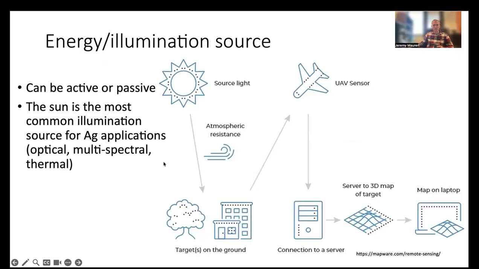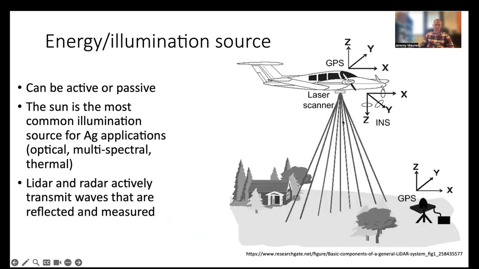Agricultural applications, for example, would use optical or multispectral or thermal, and those are all going to be passive. As I mentioned, the radar and LiDAR sensors are both active sensors that are actively transmitting light rays, either in the radar wavelength or in the infrared wavelength. Those waves will be transmitted and then reflected back to the sensor.